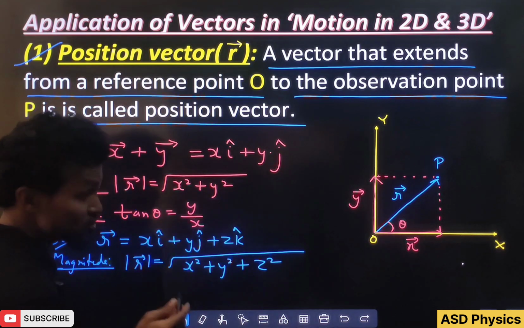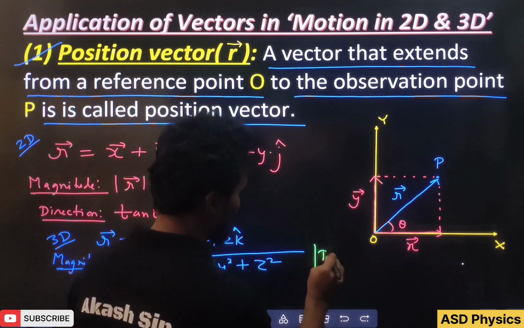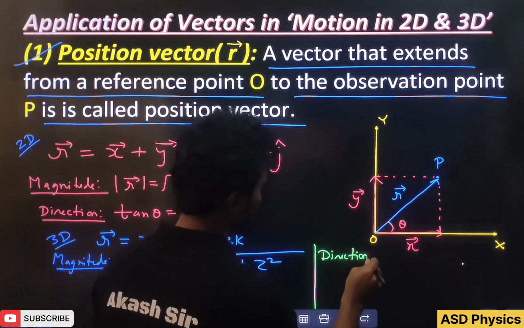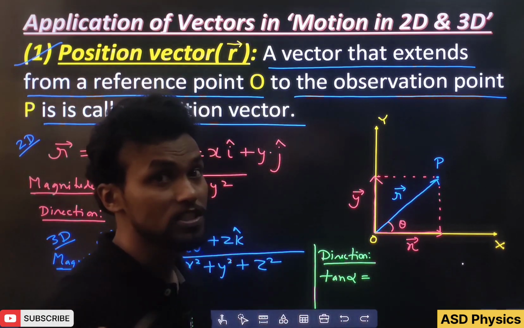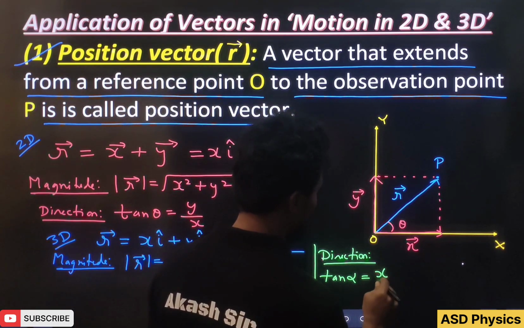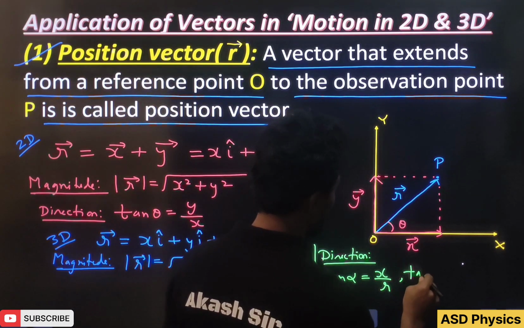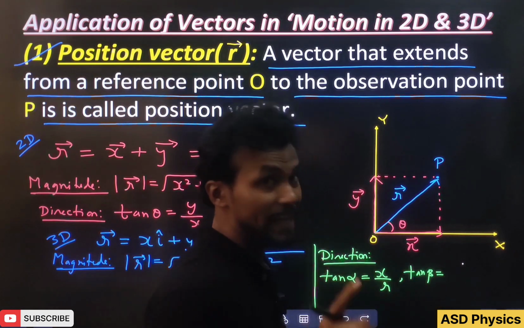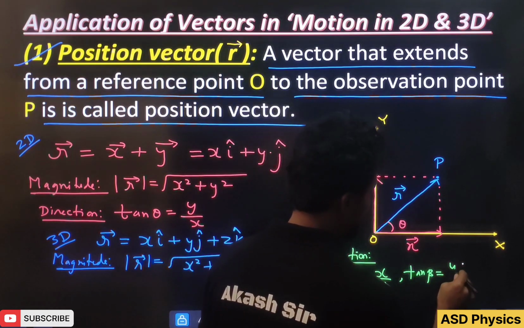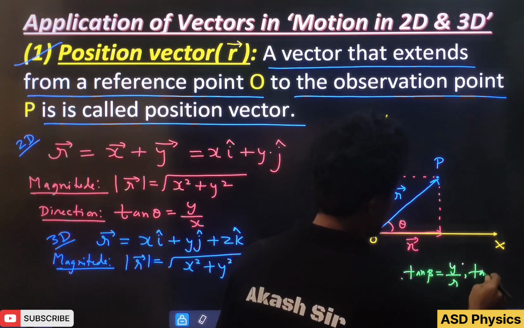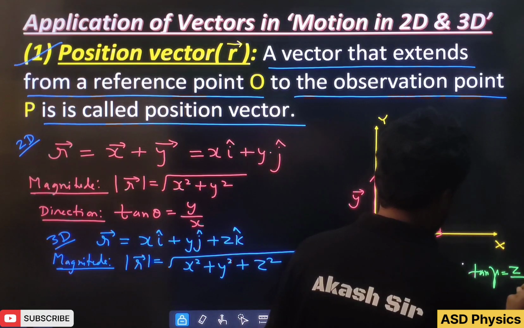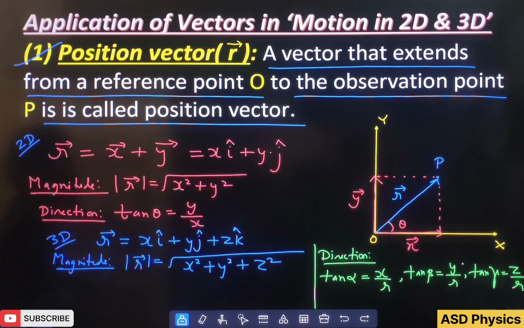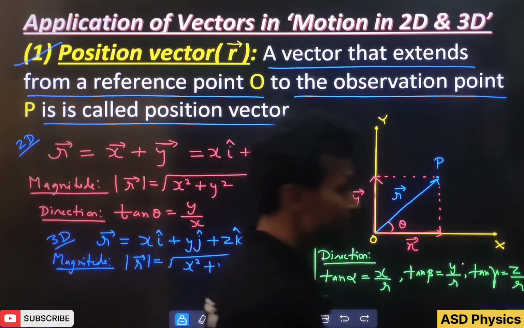Okay, and students, if I talk about the direction, whenever we are talking about directions in 3D, we will write cos alpha. Alpha means the angle made by the position vector from the x-axis. So this will be x by r. Similarly, beta means the angle made by the position vector from the y-axis. This will be y by r, and similarly gamma is the angle made by the position vector from the z-axis, and it is given by z by r. Okay students, I hope this position vector is very clear to you. That means from the reference point to the observation point, that means O to P.